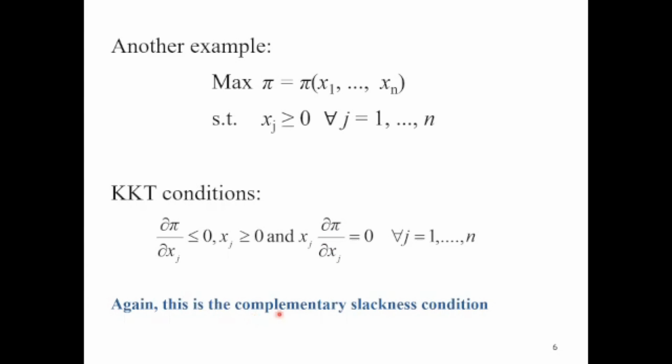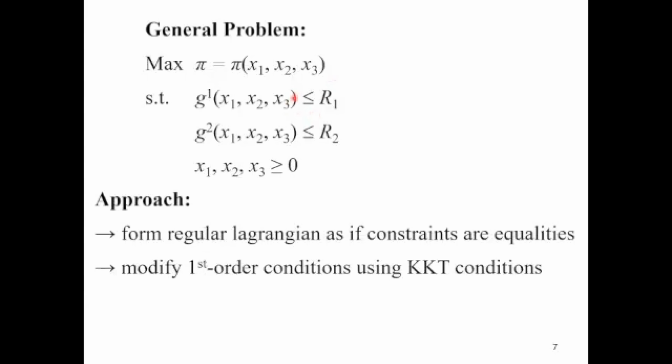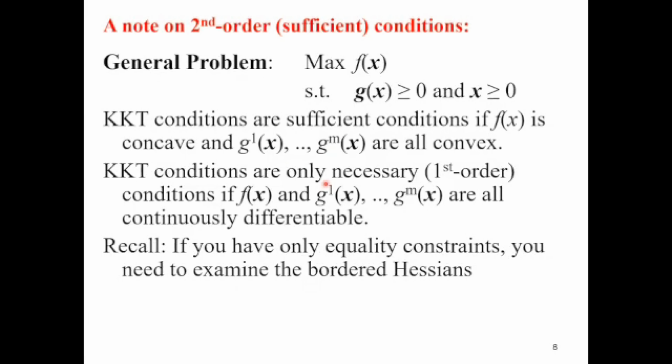xj multiplied by the first partial derivative of the profit function with respect to xj has to be equal to 0. Again, this is the complementary slackness, as we've taken these r's and moved them to the left-hand side in order to get this greater than or equal to 0, and the x's are also greater than or equal to 0. Now, notice that this specification is your general nonlinear or linear programming problem.